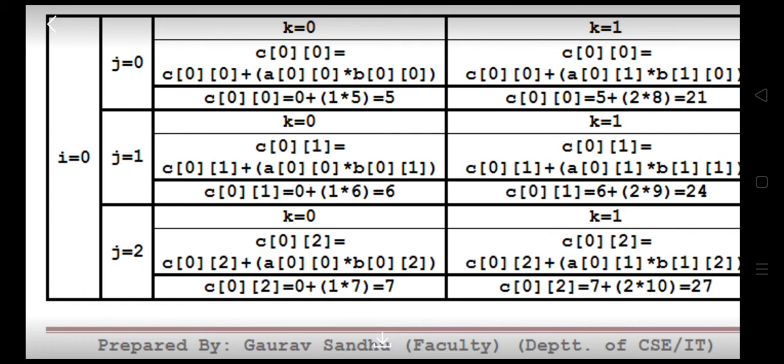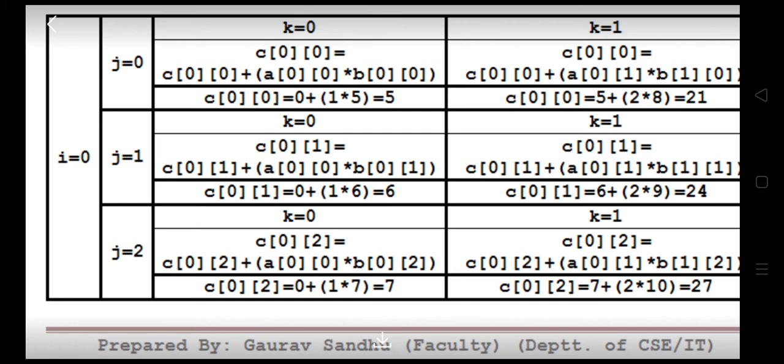See on the extreme top right hand side of the screen, you can see when k is equal to 1, this means that we want to process A01 and B10 based on the equation. Now A01 is 2, B10 is 8, 2 into 8 is 16, and that 16 is added to C00, which you have calculated just now, it is 5. So 5 plus 2 into 8 is 21. This creates our first element, C00.